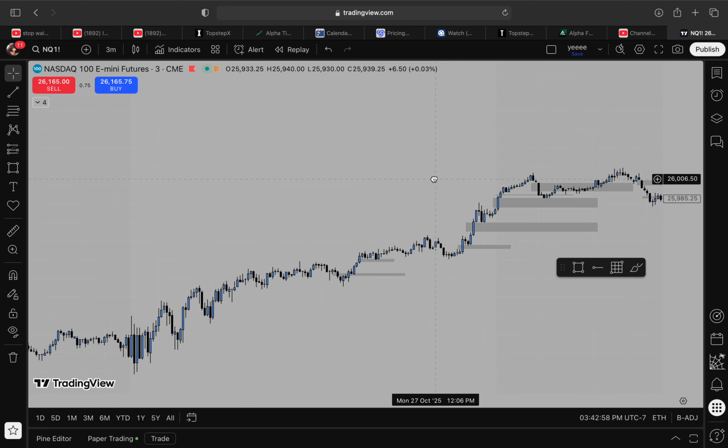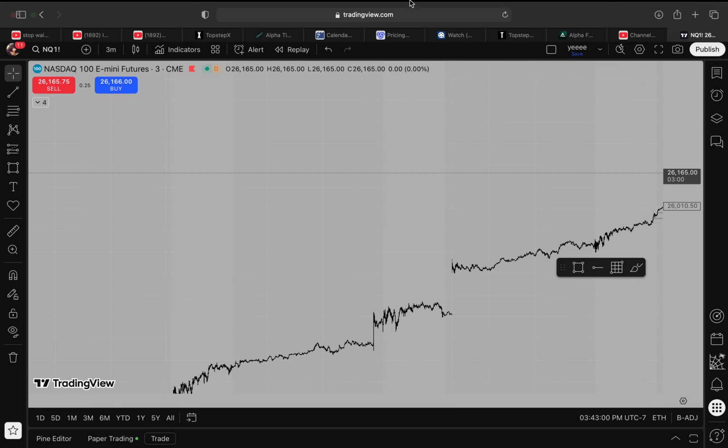Fair value gaps are literally just everywhere. So yeah, that's it for this one.